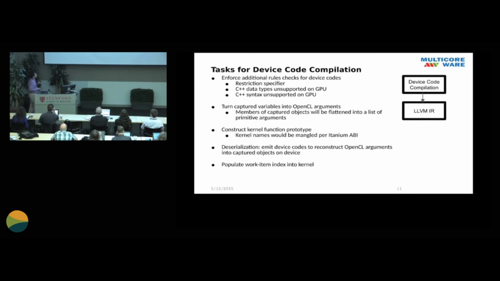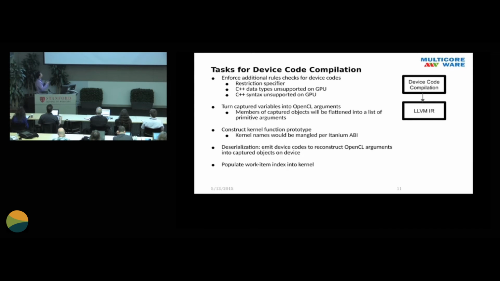So let's take a look at the most important steps in compiling device code. Because we all want to run full C++ on GPU, but unfortunately that's not available at this moment, because there are quite a few features in C++ which are very hard to implement on GPU. So we changed the Clang compiler front end to enforce some additional rules which are not available on GPU.